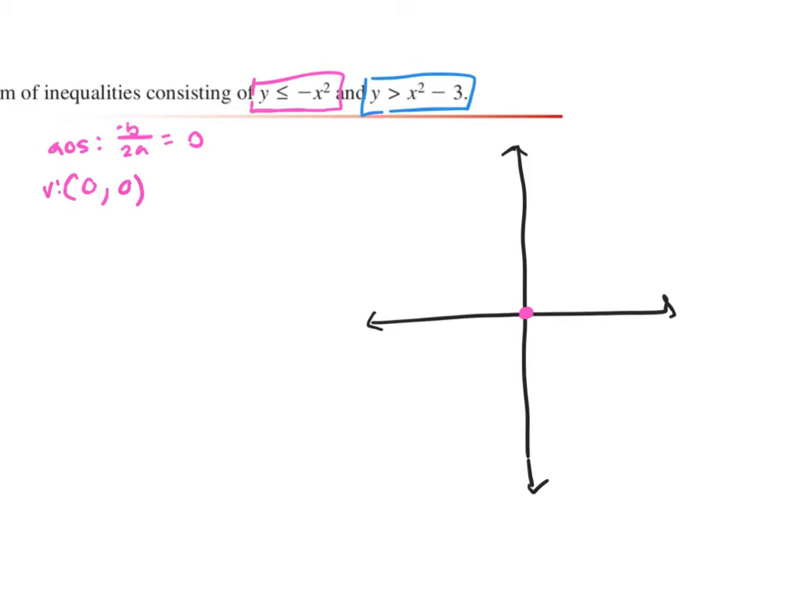Now how do we find more points in our graph? Plug in numbers. So what can we plug in? Let's plug in 1. So we're plugging in 1 for x, so y is equal to negative 1 squared. 1 squared is 1, but we have that negative on the outside, so this is negative 1. So another point, yes?